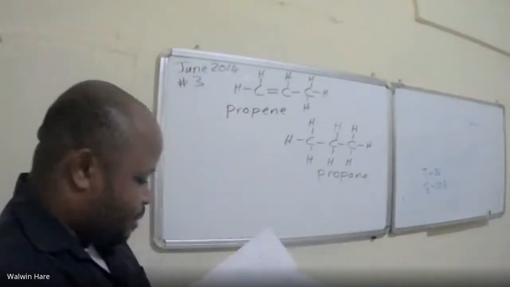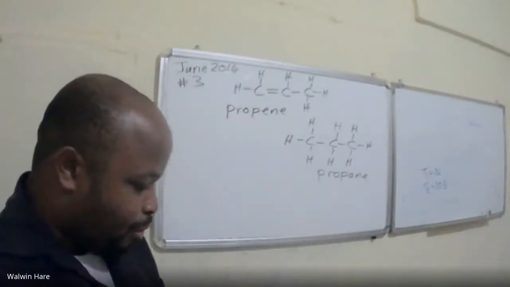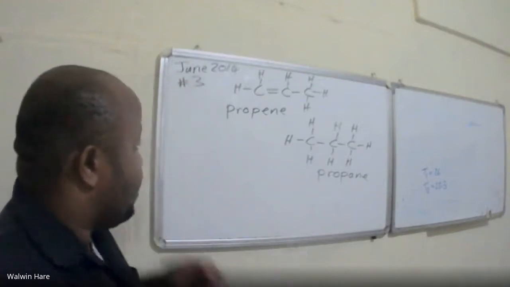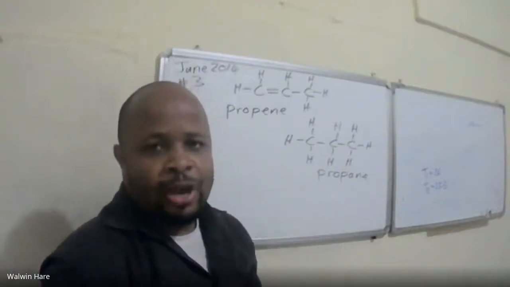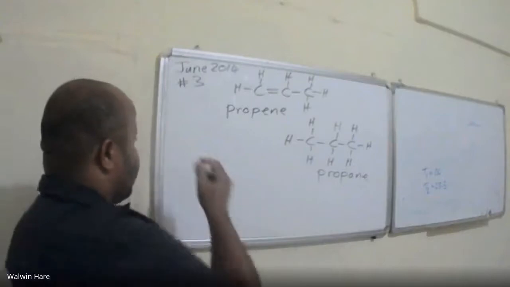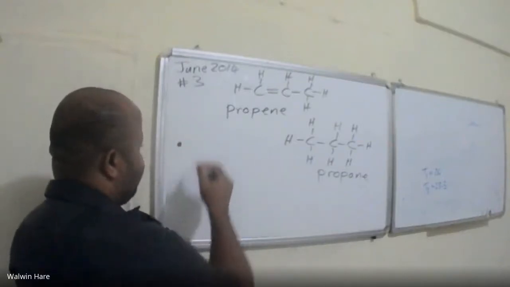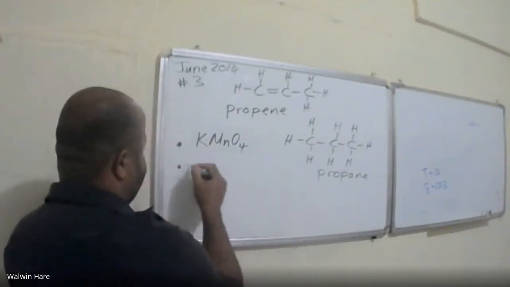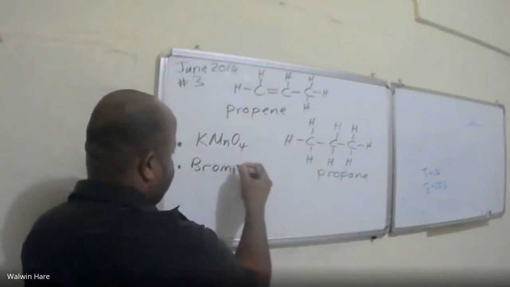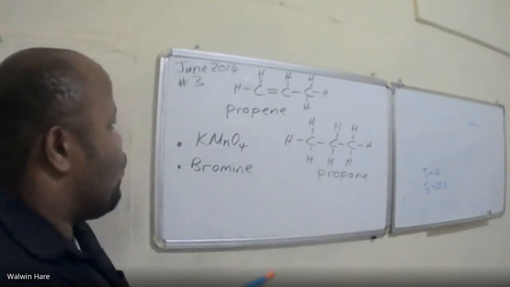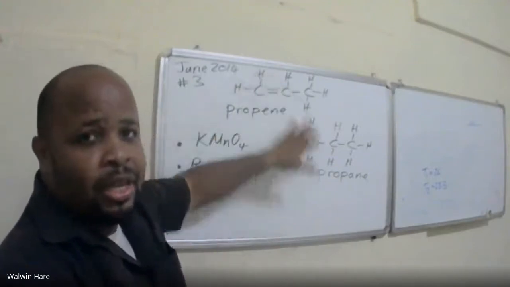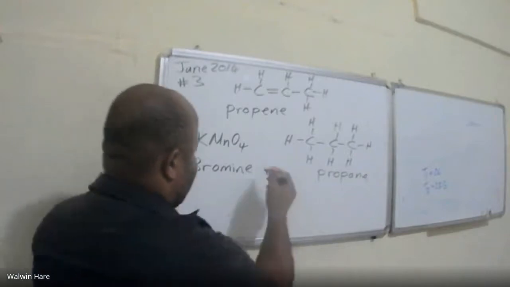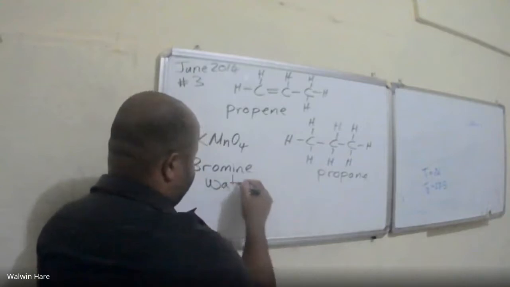They are asking us to describe briefly one test that could be used to distinguish between compound A and B. So remember when we did the reactions of alkanes and alkenes, there are 2 reagents that you can use. You can use potassium permanganate and you can use bromine water. If you want to distinguish between an alkane and an alkene, you can use potassium permanganate or bromine water.